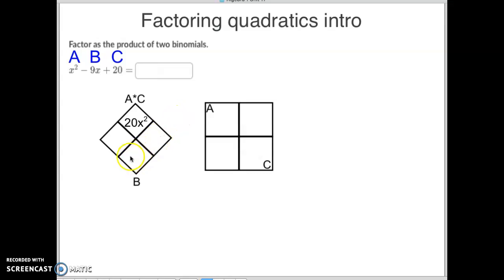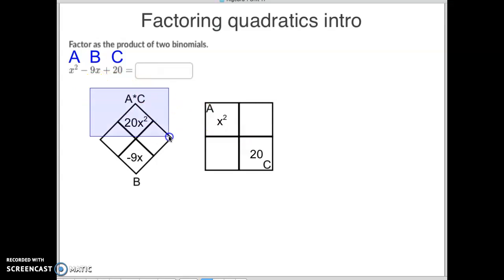And then down here, your B term goes down here. So our B term in this case is the negative 9x. So we put a negative 9x right there. Then over in the rectangle, the A term goes in this box, which is your x squared. And your C term, positive 20, goes in this box right here. You've now done the setup for the problem, which will make this much easier to do.